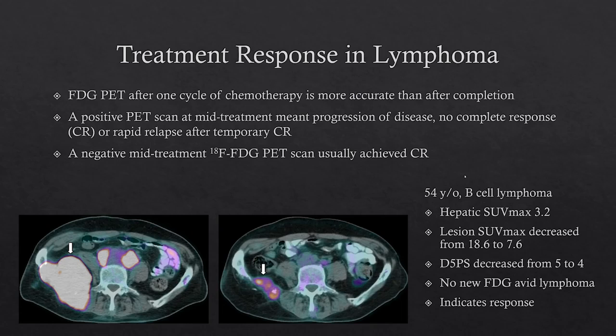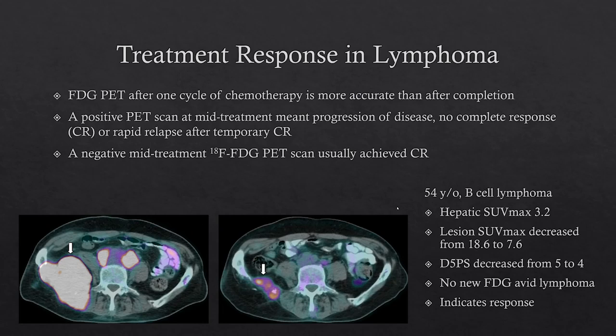Looking further at treatment response in lymphoma, a PET-CT scan after one cycle of chemotherapy has been reported as being more accurate than doing a scan after completion. Looking at FDG mid-treatment, if there is residual uptake, this might mean that you can have ultimate progression of disease, that ultimately you will not have complete response, or you may have rapid relapse even after temporary complete response. If you have a negative mid-treatment FDG scan, this usually means you will achieve complete response post-treatment.